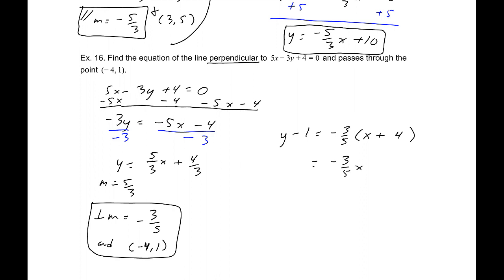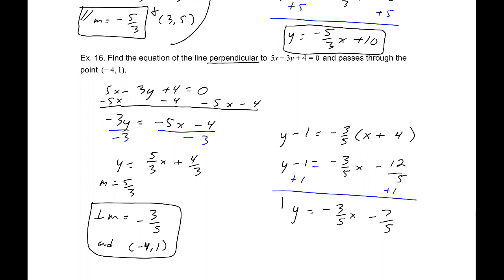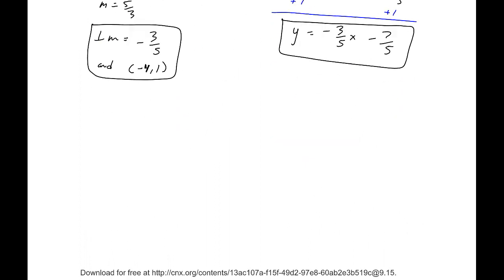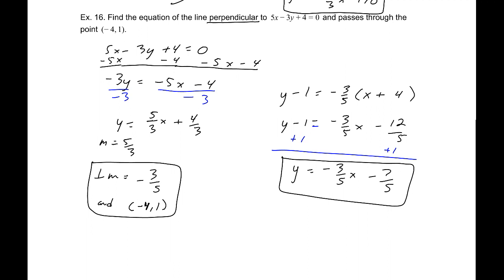Distributing that, negative 3/5 x minus 12/5, that's y minus 1. Adding 1 to both sides, we get the equation y equals negative 3/5 x, and 1 will be 5/5, so this will be negative 7/5. And that is the equation of the line that is perpendicular to that given line. There we go. All right, that brings us to the end of this section on linear equations.